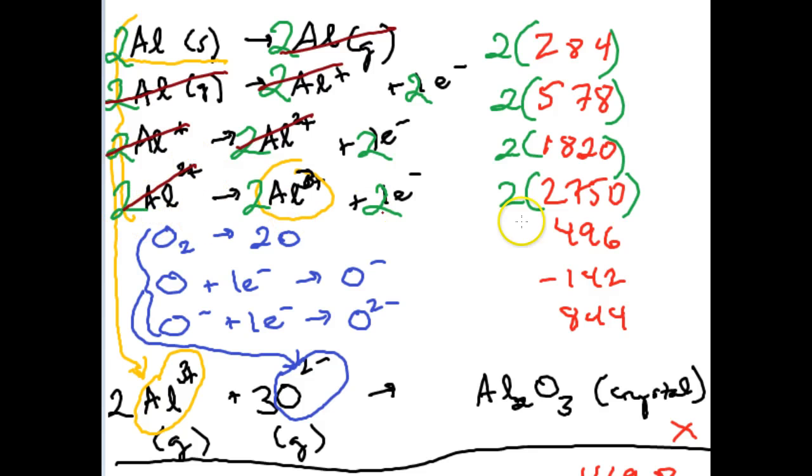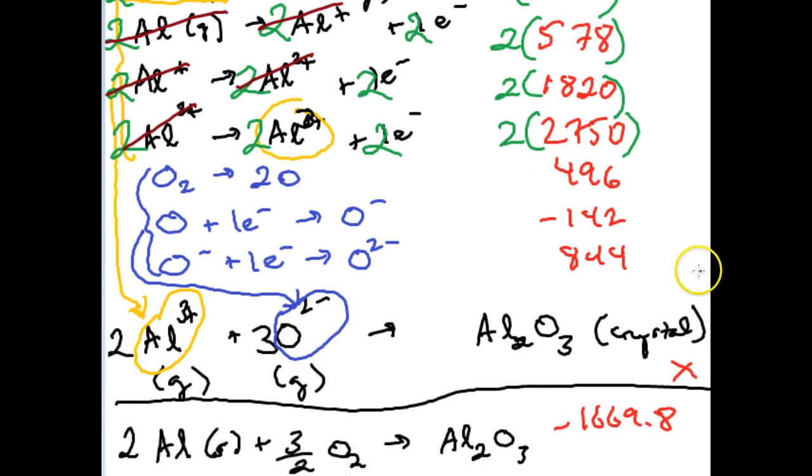Cancel, cancel. It's gone. Now I have aluminum 3 plus ion. Is there aluminum 3 plus ion in the total equation? No, there isn't. I need to get rid of it somehow. Where can I get rid of it? Oh, look, right here. There's aluminum 3 plus ion, and there are 2 of them as a reactant. So the 2 aluminum 3 plus ions in the products can cancel. How convenient.